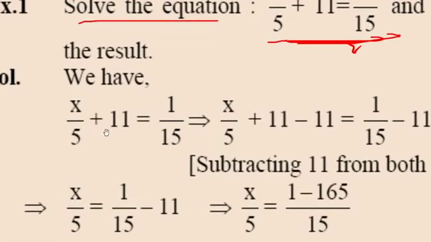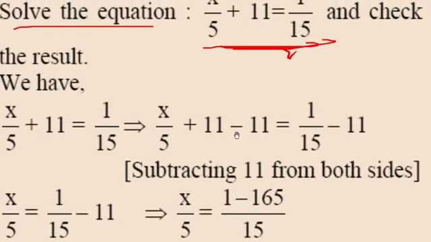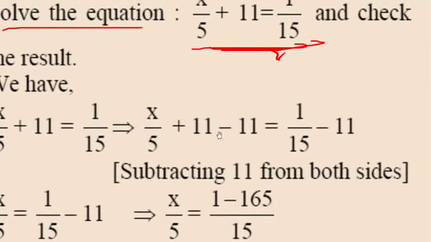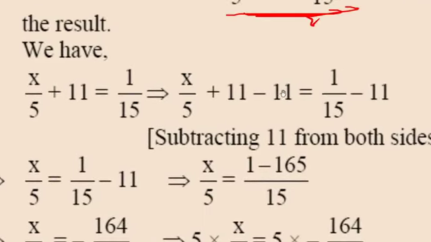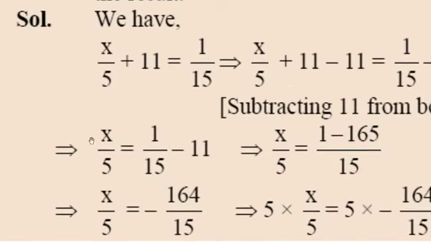So here plus 11 is there. We want to first remove this plus 11. So what we can do? Minus 11. We cannot add on LHS side and RHS side. Minus 11, minus 11. So then what happens? Minus 11 cancels. So x by 5 equals 1 by 15 minus 11.